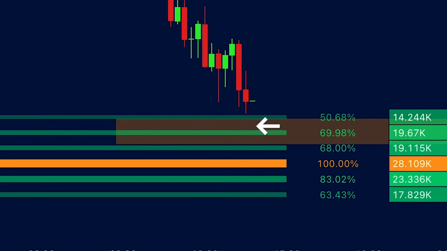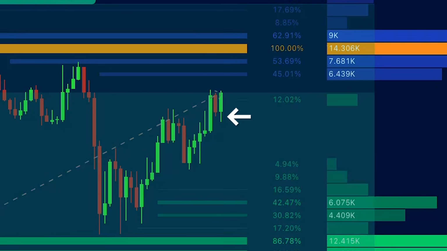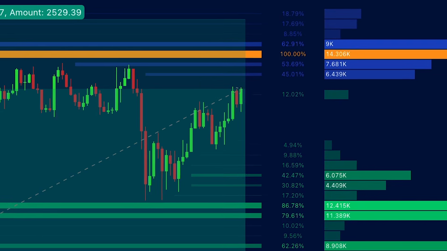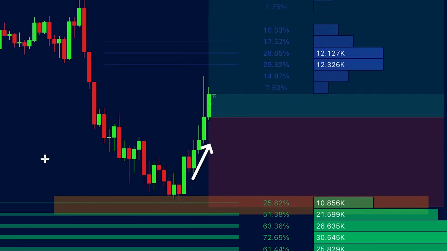When you see price approaching an orange POC zone, treat that as your high probability target. If you're in a long position and you see orange POC above, that's your take profit zone. But if you're looking for entries, wait for price to reach the POC, sweep it, then reverse.